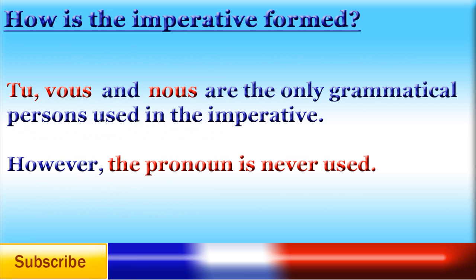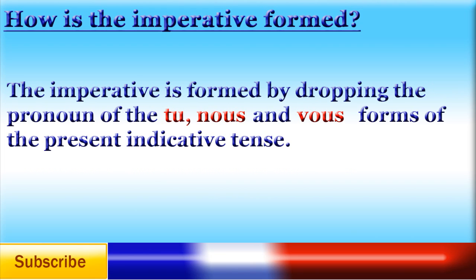How is the imperative formed? Because you can only give orders or advice to someone you are directly talking to, tu, vous, and nous are the only grammatical persons used in the imperative. However, just like in English, the pronoun is never used in the imperative in French. The imperative is formed by dropping the pronoun of the tu, nous, and vous forms of the present indicative tense.